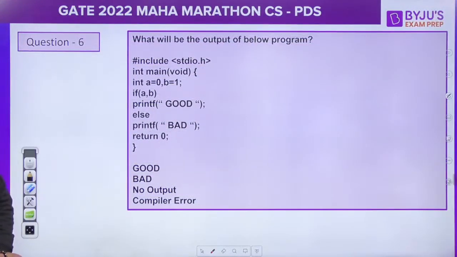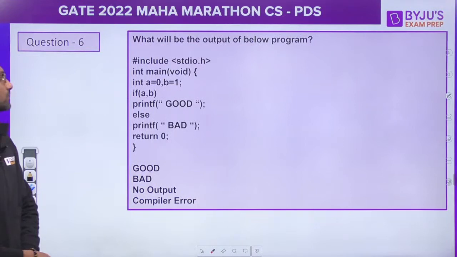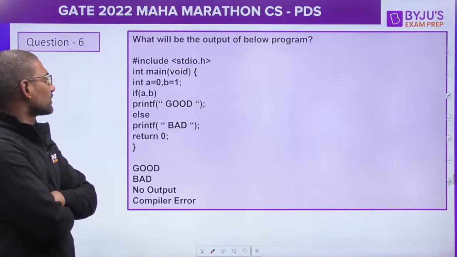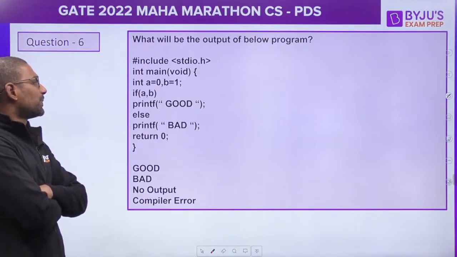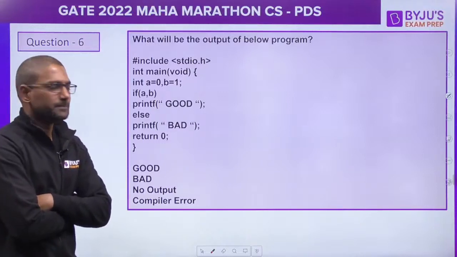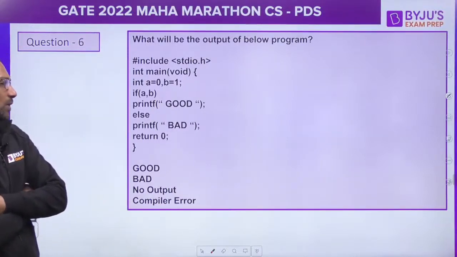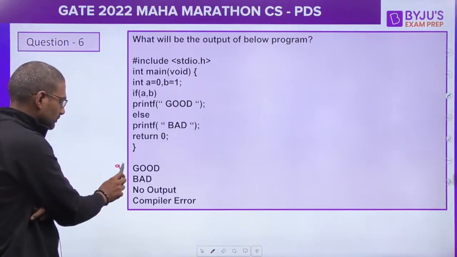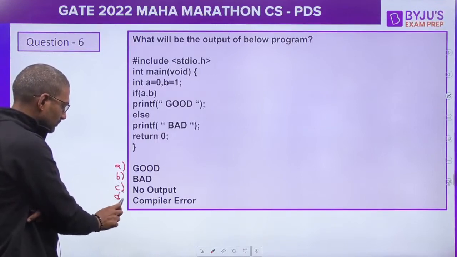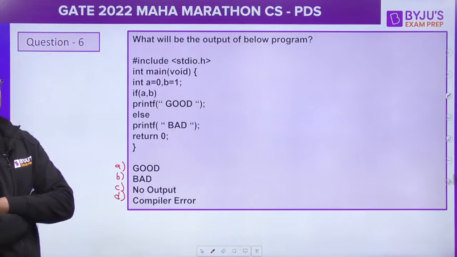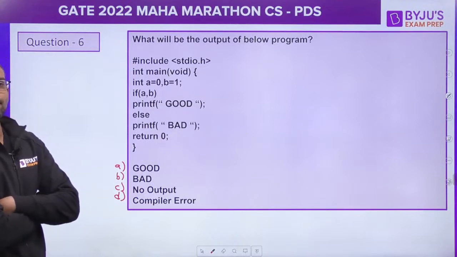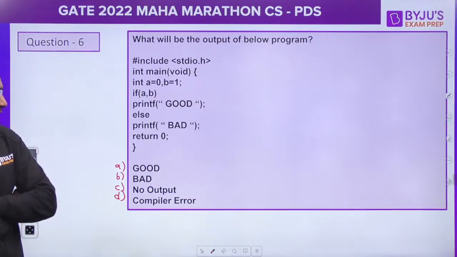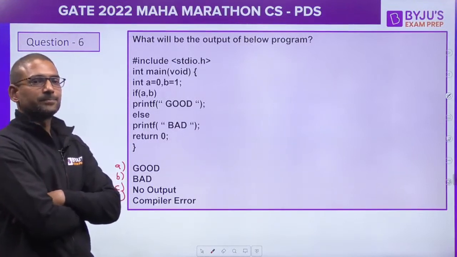What will be the output of the below program? int a equal to 0, b equal to 1. if (a, b) printf good, else printf bad, return 0. So what is printed? Of course, these are the options a, b, c, d. So what gets printed? Good or bad or no output or compiler error?